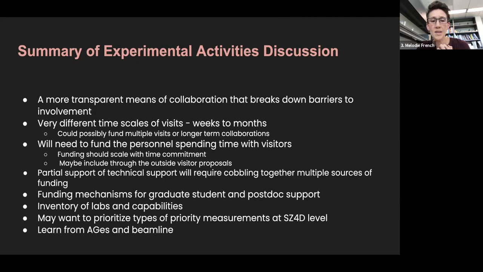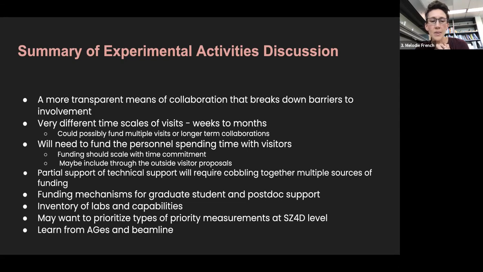Suggestions for funding mechanisms specifically for graduate student training and postdoc support, so perhaps fellowship opportunities through SZ4D. Better need to keep inventory of labs and capabilities and to make that accessible to the community, so we better know what our options are in terms of interlab collaboration. And another suggestion that came up was that we might want to prioritize the type of measurements that we need at an SZ4D level. This sort of network right now is quite broad.